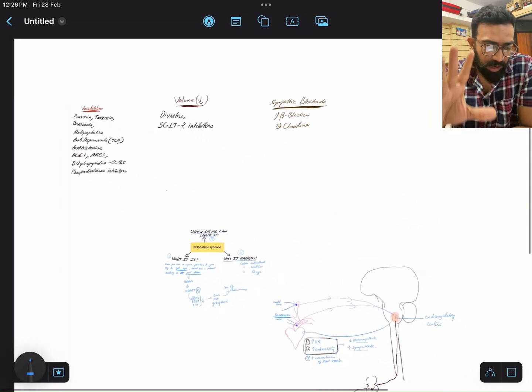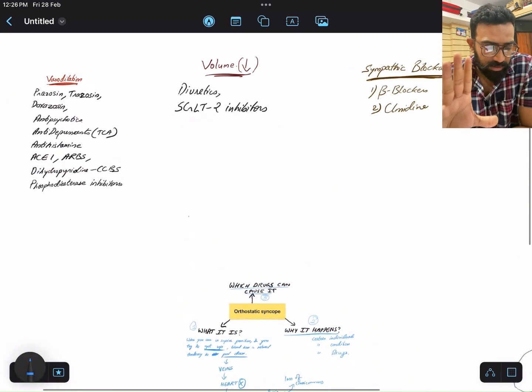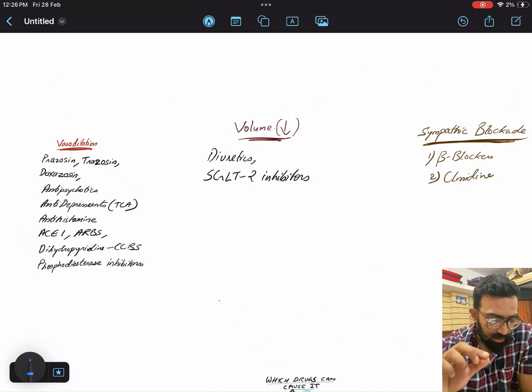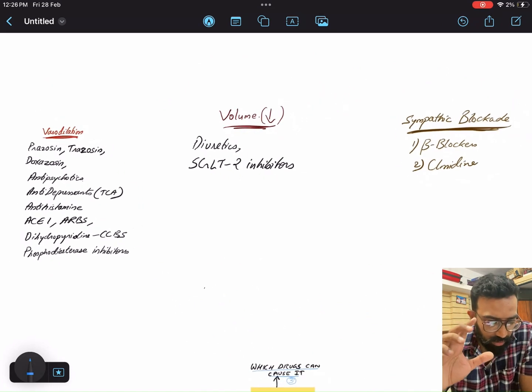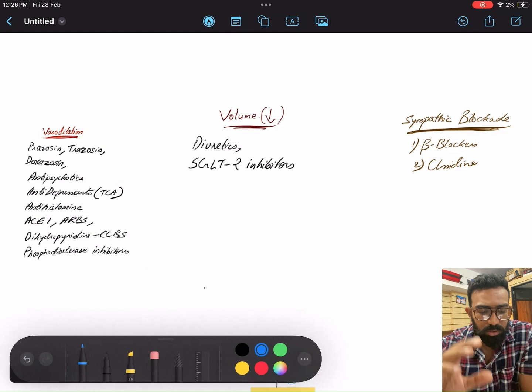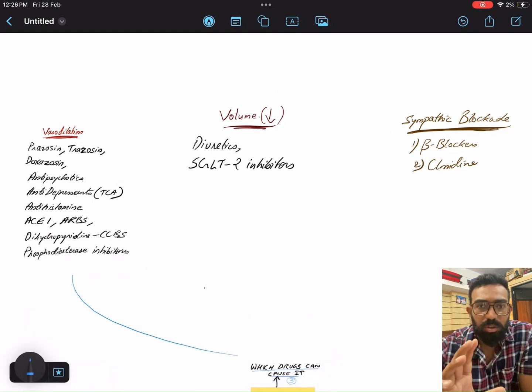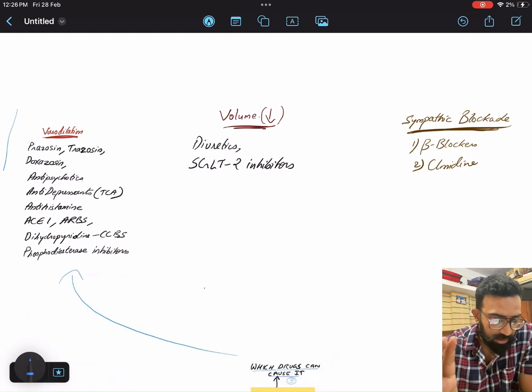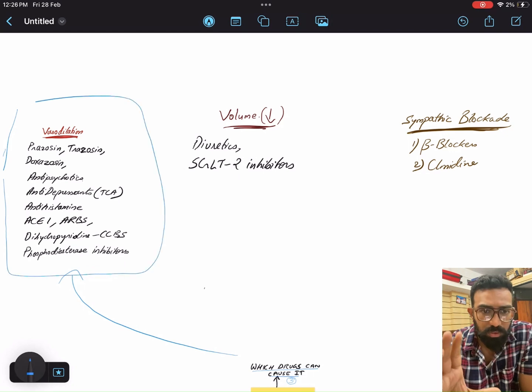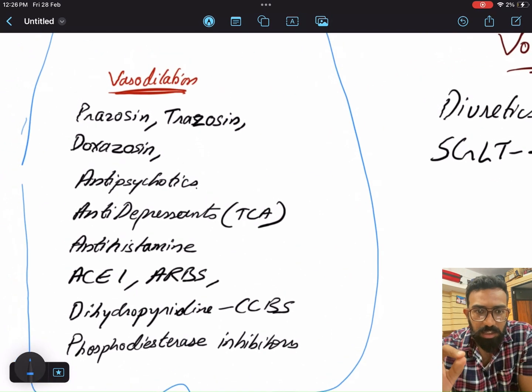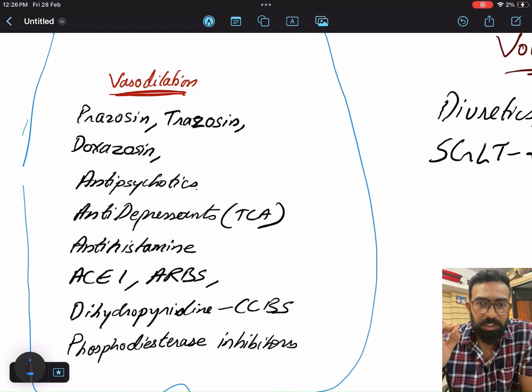So all these drugs I have written, I have made a list. This is the list of drugs which can cause vasodilation. I have listed it out. You can stop the video over here and note down the list. If the patient is on any of these vasodilatory drugs, there is a chance of orthostatic syncope.